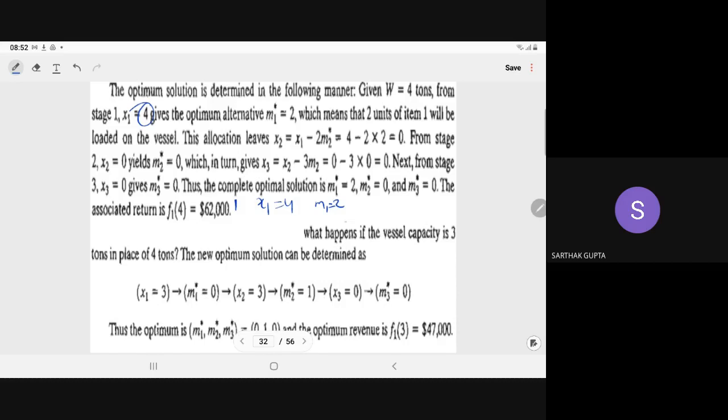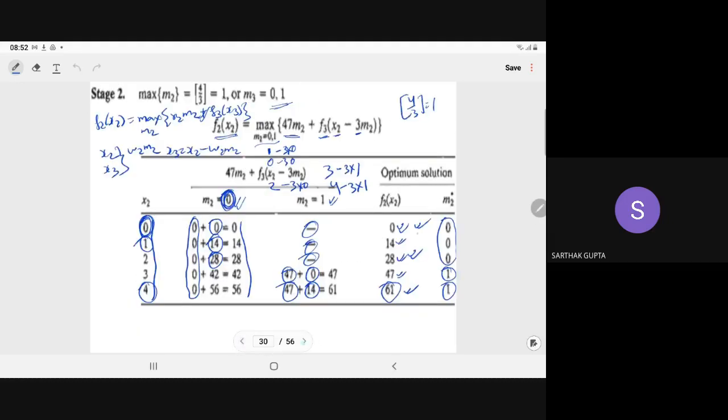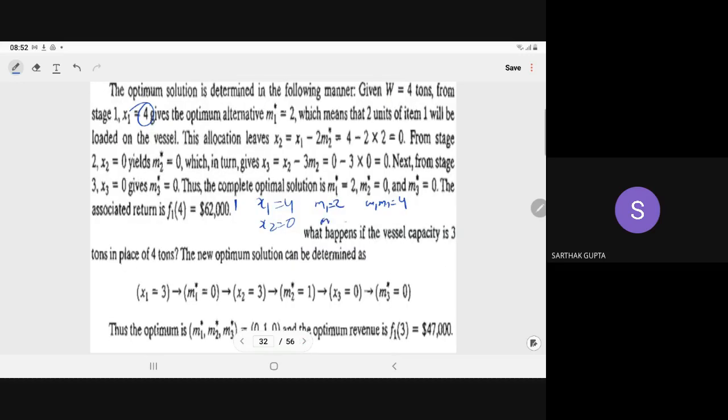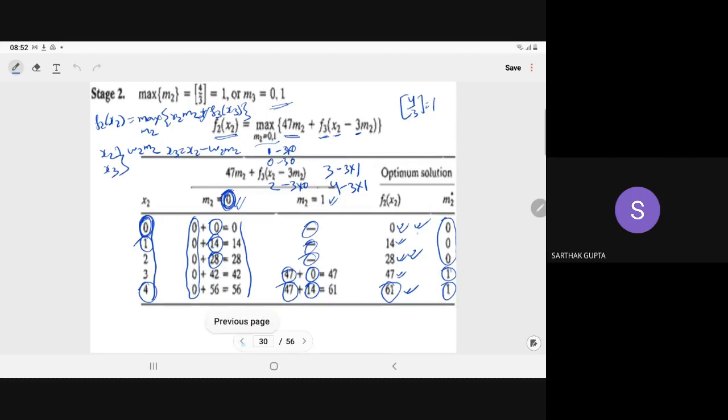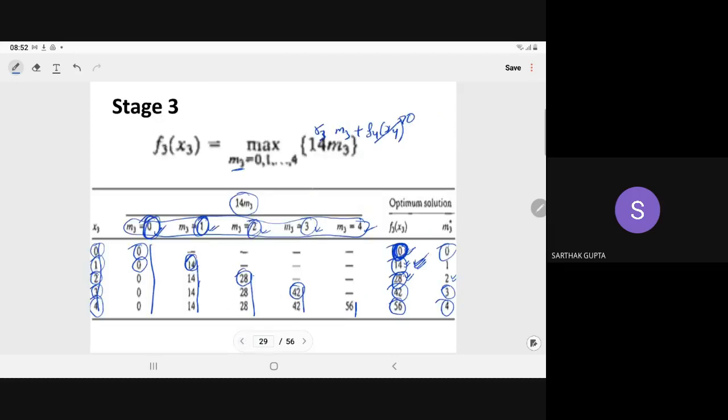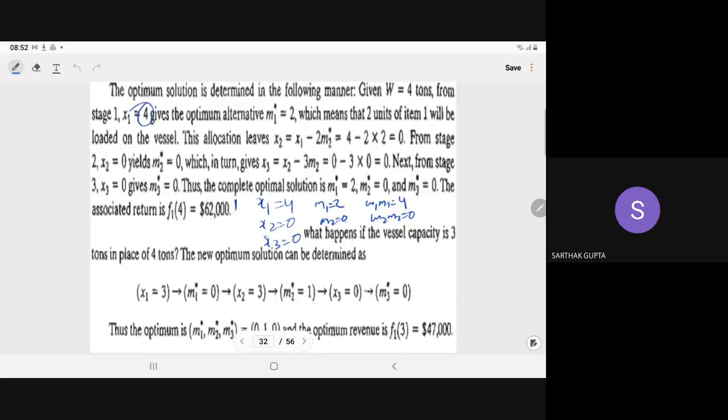It means how much weight you have used, right? So w1 m1 will be 4. It means when it is 4, x2 will be 0, because now you have already used all the 4 tons. So x2 is equal to 0. When x2 is equal to 0, m2 is equal to 0. So w2 m2 will be 0. It means here x3 is again 0. So for x3 equal to 0, m3 is 0. M3 is equal to 0.